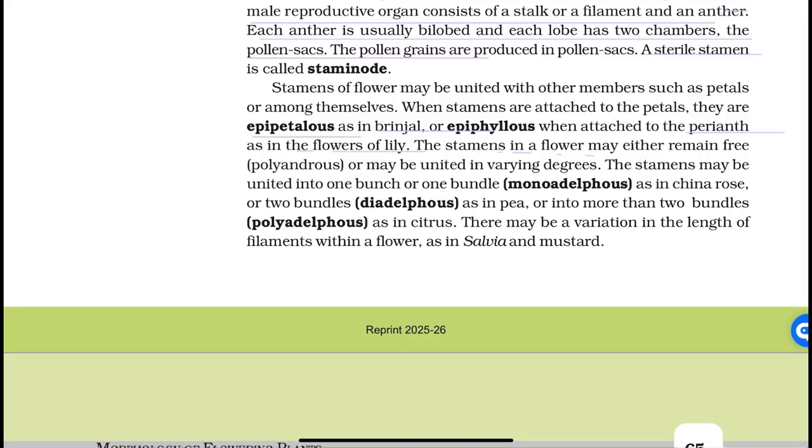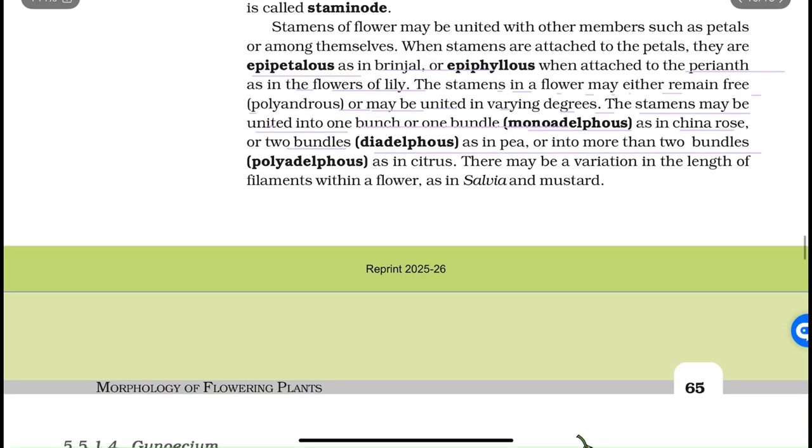The stamens in a flower may either remain free, polyandrous, or may be united in varying degrees. The stamens may be united into one bunch or one bundle, as in china rose, and they are called monadelphous, or 2 bundles, diadelphous, as in pea, or into more than 2 bundles, polyadelphous, as in citrus. There may be variation in the length of filament within a flower, as in salvia and mustard.